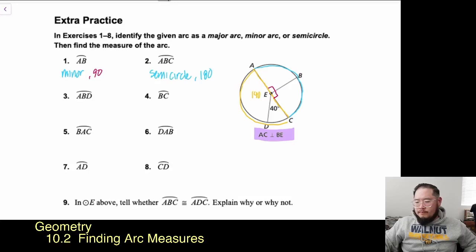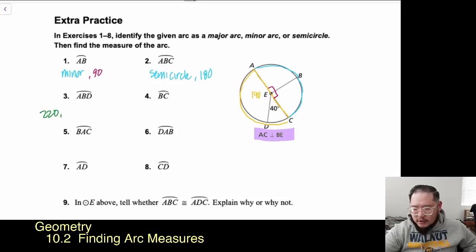So let's take a look next at number 3, arc ABD. Well, we have 180. We go a little bit further down with angle D, and that is more than 180 degrees. It's 180 plus 40, so 220. And we put it all together. If it's 220 degrees, that is a major arc.